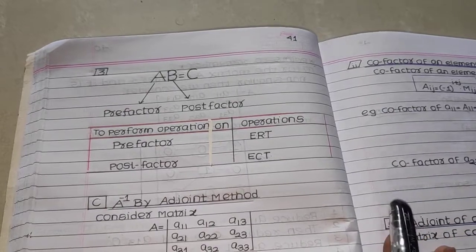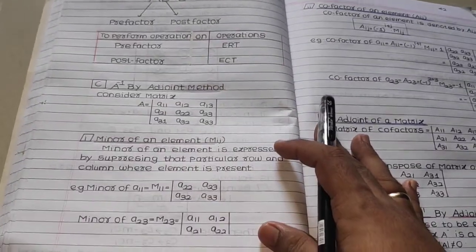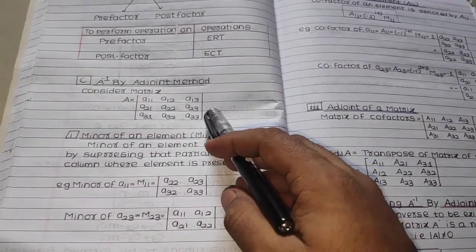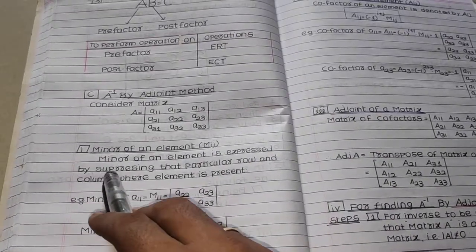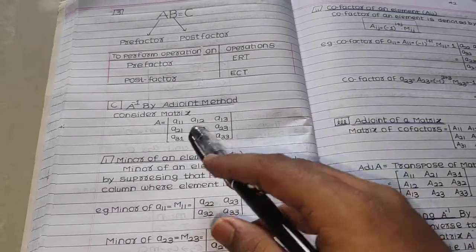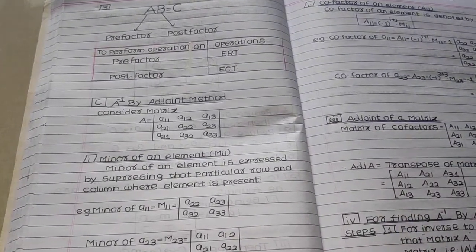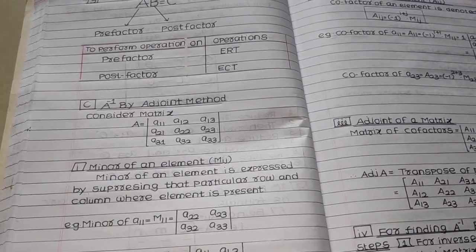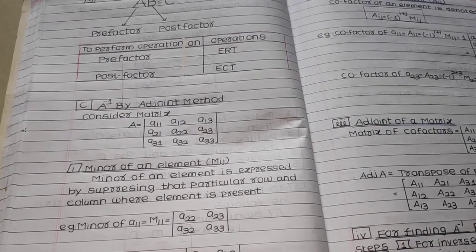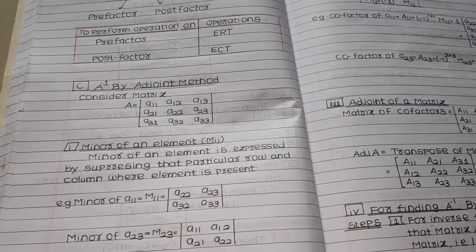The next method is finding A inverse by the adjoint method. Now this is what we have. A inverse we have seen: the first method was ERT, the second method was ECT, and now A inverse by the adjoint method. So consider the matrix. This is the matrix that we have. The first one is what?